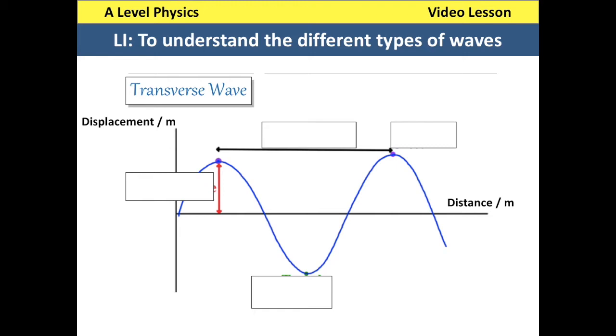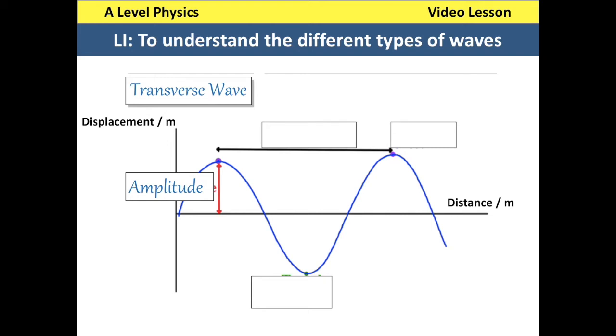Now the distance from the equilibrium line, the centre line, to the peak of a wave, we will call the amplitude. So the distance from the peak of the wave to the equilibrium position is the amplitude. That is the maximum displacement of the wave or a particle within the wave.